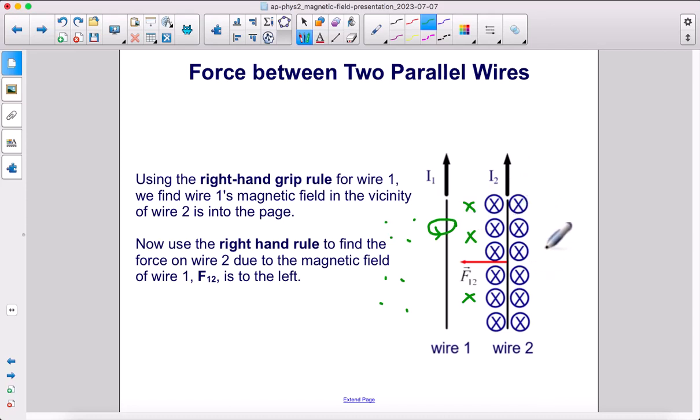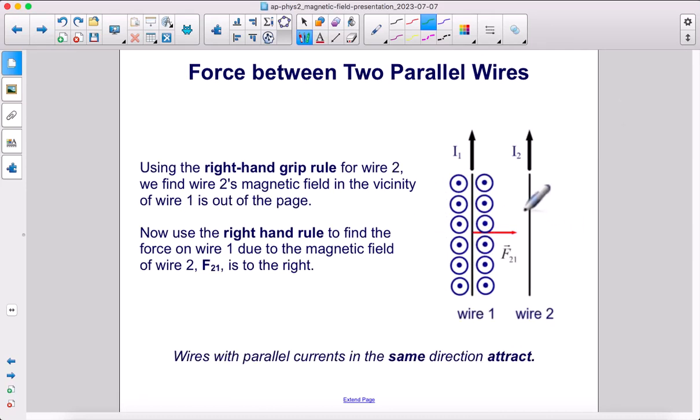Then we use the other right-hand rule to figure out the direction of the force. So you point your fingers in the direction of the current of I2. You rotate your palm to face the computer screen since the field is into the page, and your thumb points to the left. That is the direction of the force on wire 2. Now, we could just use Newton's third law, which states that if the force on 2 is to the left, the force on 1 must be to the right. However, we can also do the same exact steps again to achieve the same result.